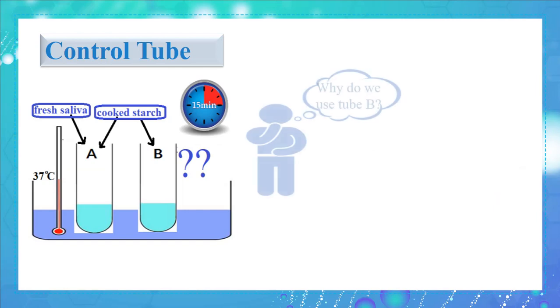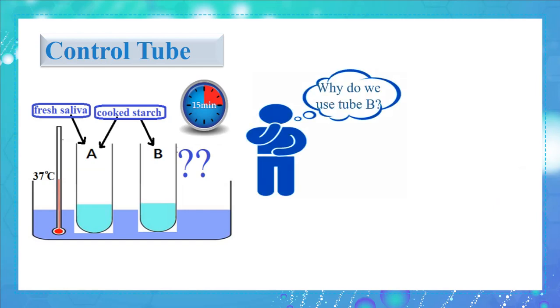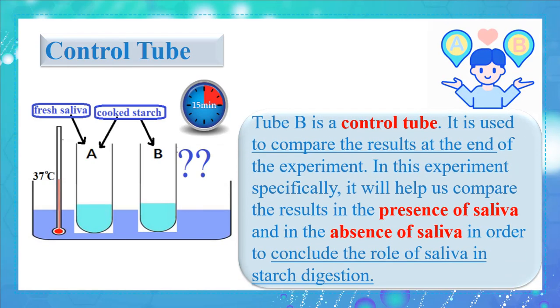Why do we use tube B if it does not contain saliva? Well, tube B is a control tube. It is used to compare the results at the end of the experiment. In this experiment specifically, it will help us compare the results in the presence of saliva and in the absence of saliva in order to conclude the role of saliva in starch digestion.